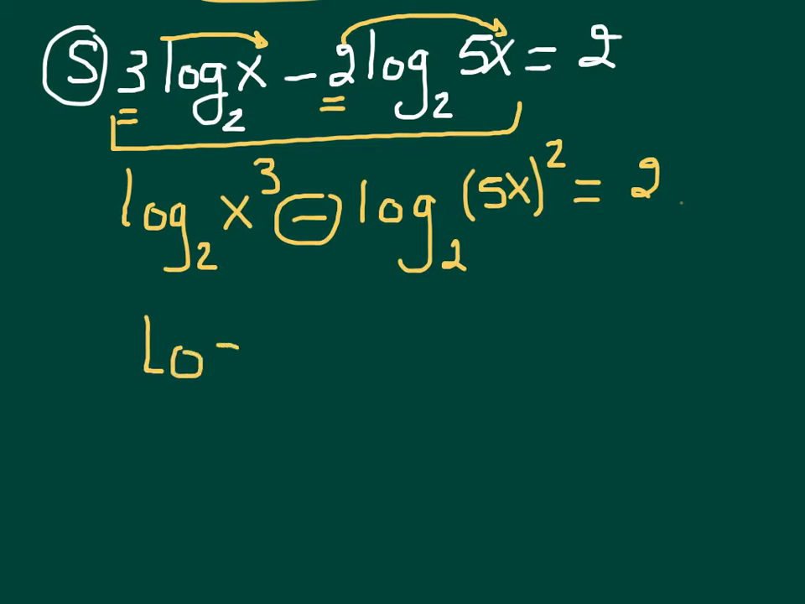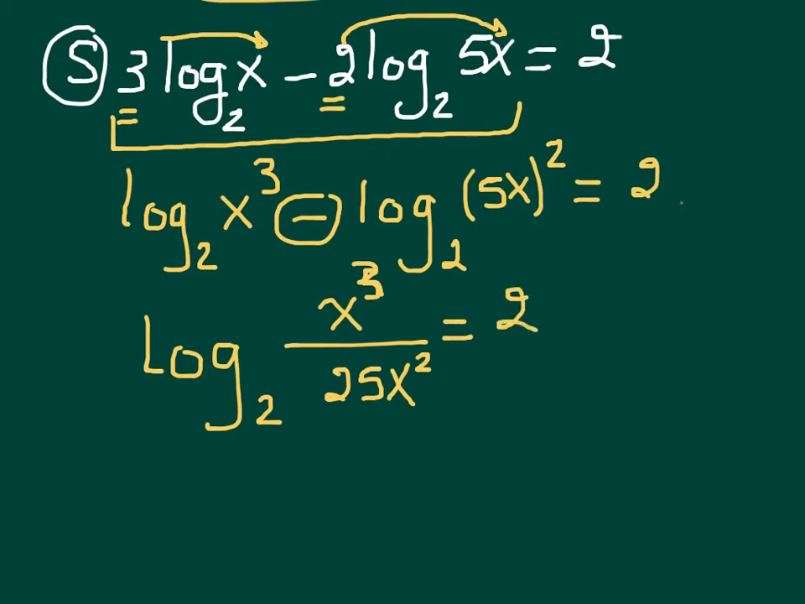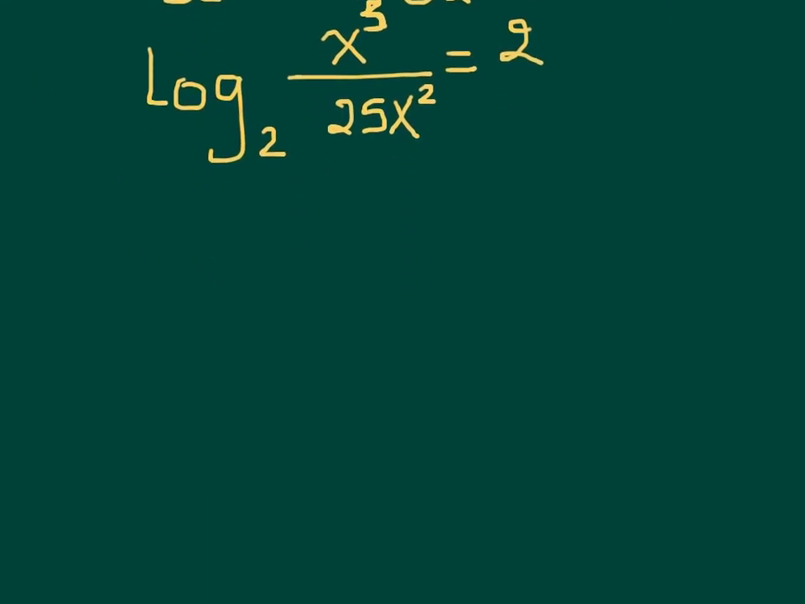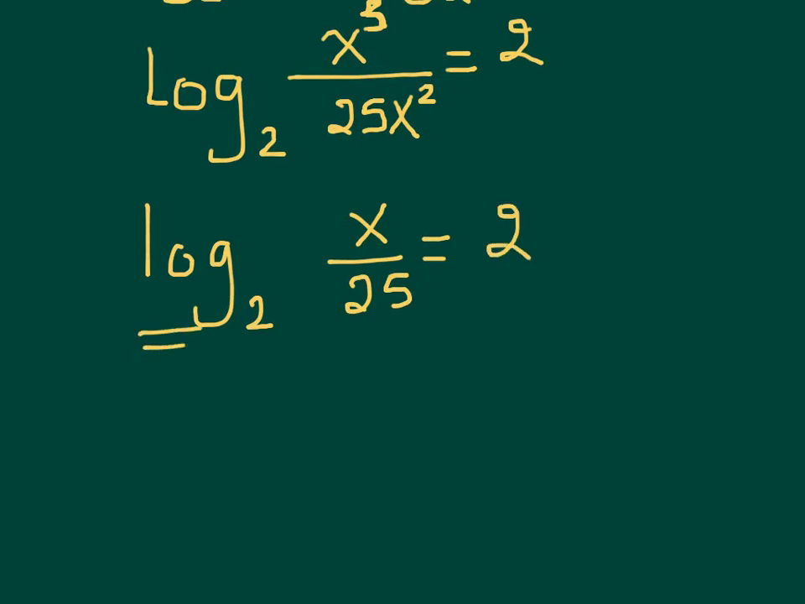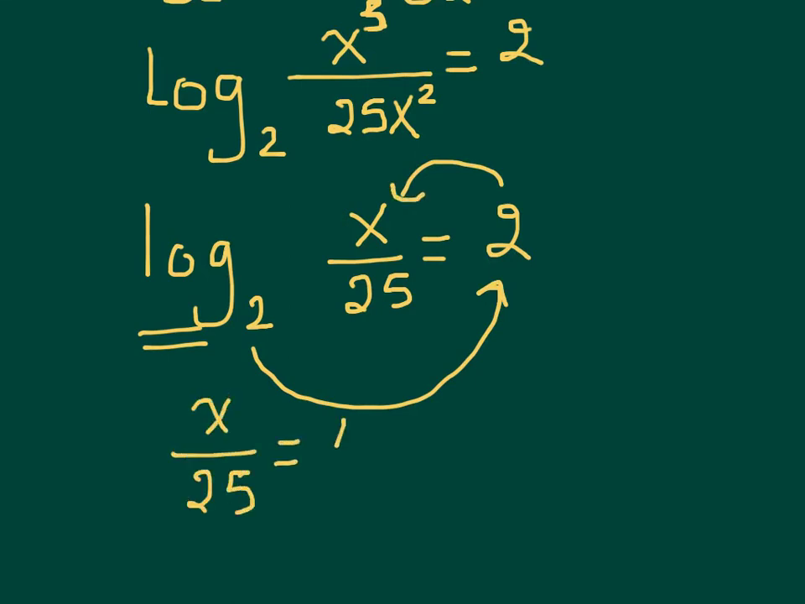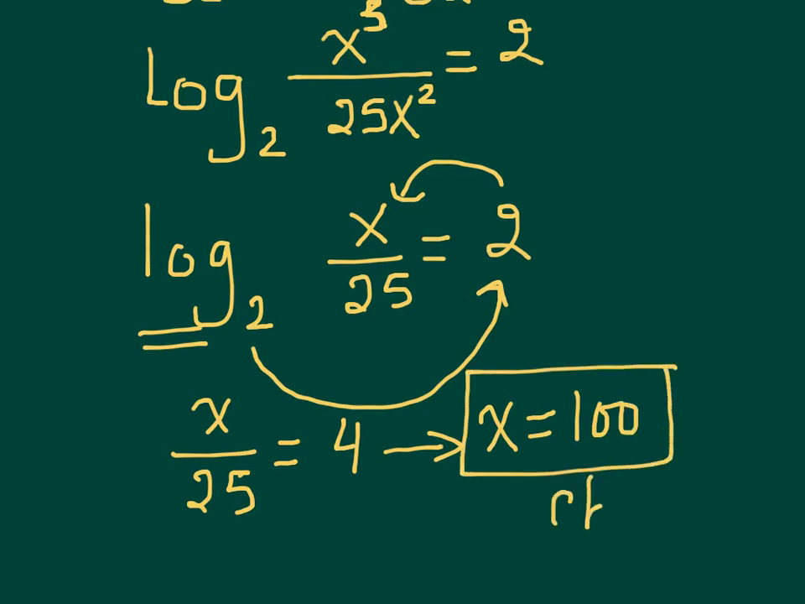Continue working here because we're subtracting two logs. We're going to make them a single log by dividing the quantity x cubed divided by 25x squared, and that's going to equal 2. We can reduce the quantities here. Before we continue, we can simplify, so that will give us x over 25 equal to 2. Since we have one log on one side, I need you to snail. Snailing, 2 to the second power equals x over 25. So x over 25 equals 2 to the second power, which is 4. Multiply both sides by 25, x is equal to 100. Make sure you check your solution and make sure it works.